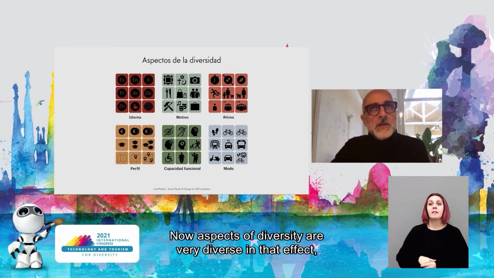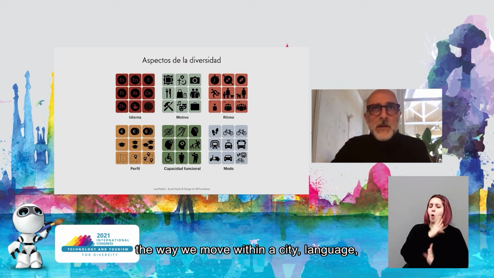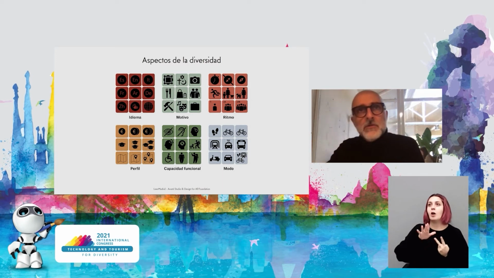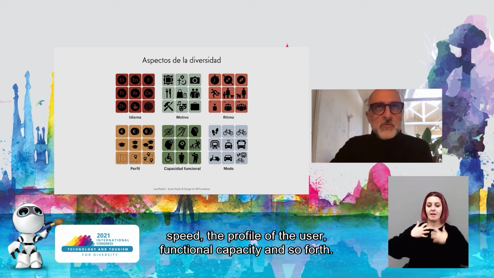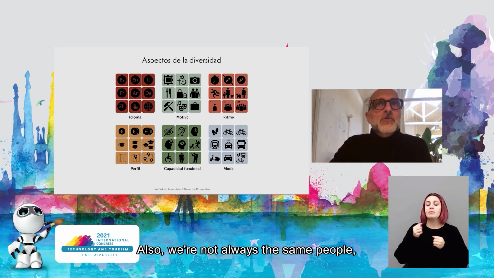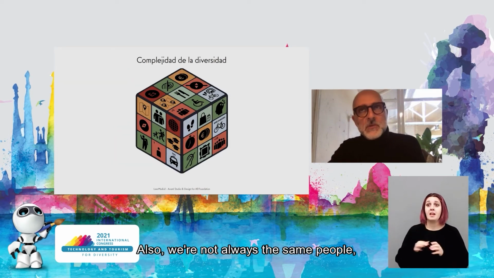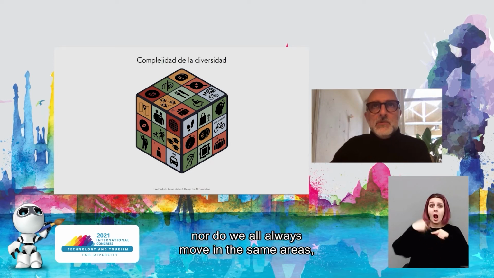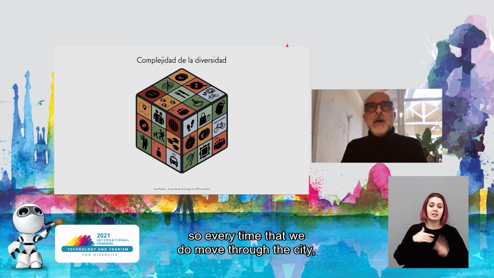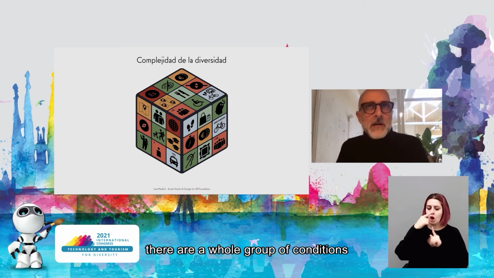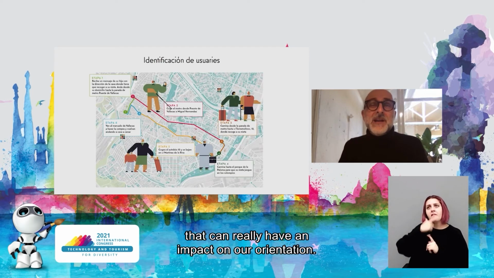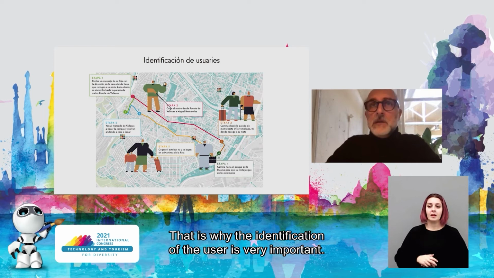Now, aspects of diversity are very diverse. They affect the way we move within a city, language, speed, the profile of the user, functional capacity, and so forth. Also, we're not always the same people, nor do we all always move in the same area. So every time that we do move through the city, we're a whole group of conditions that can really have an impact on our orientation. That is why the identification of the user is very important.